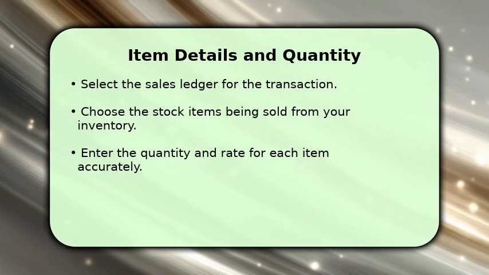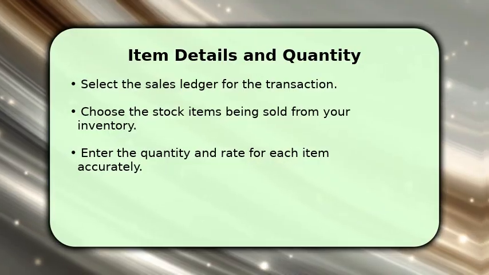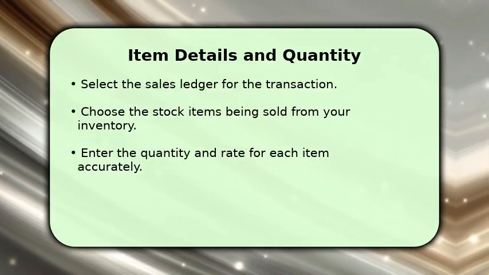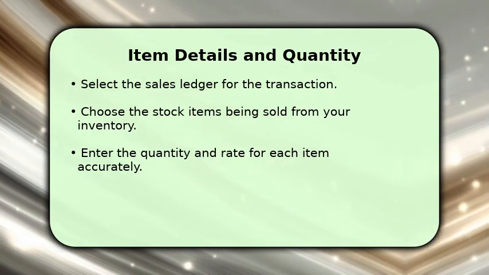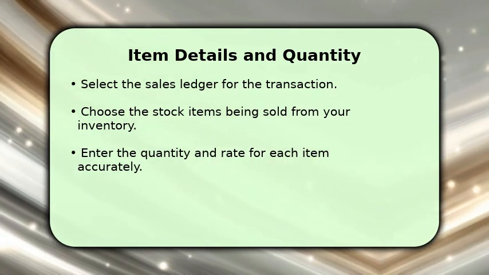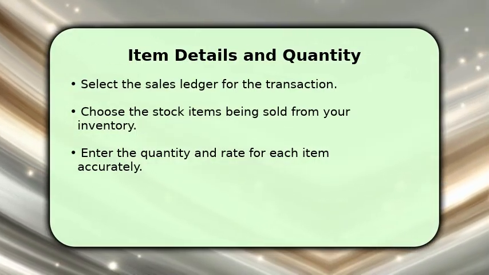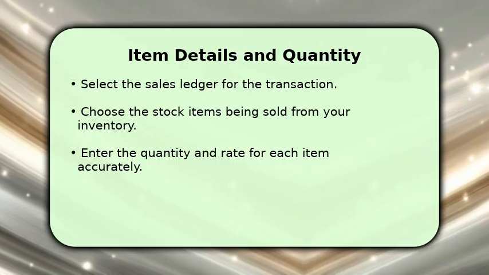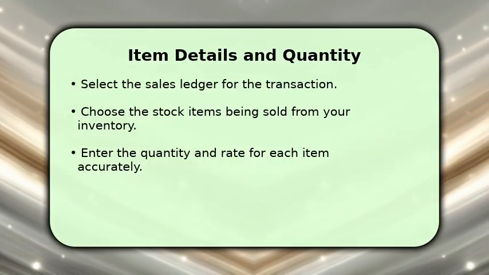Now, it's time to enter the details of the items being sold. First, select the sales ledger that applies to this transaction. Then, choose each stock item from your inventory list. For each item, carefully enter the quantity sold and its corresponding rate. This ensures that the total value of the sale is calculated precisely, reflecting all the goods or services provided.